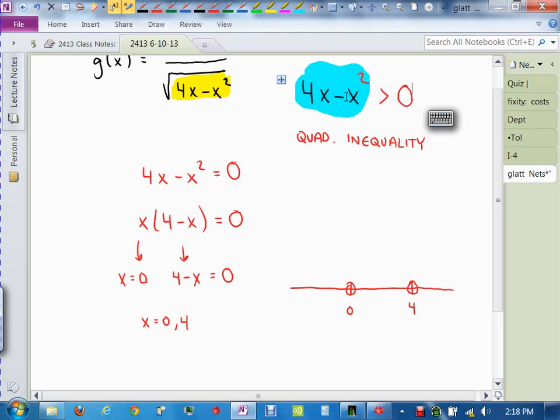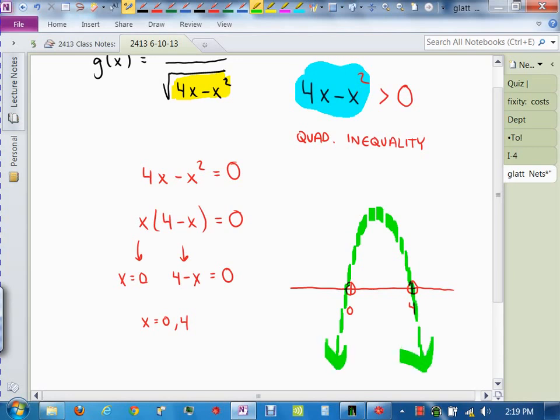Further, I know that it hits the x-axis where? 0 and 4. So if I came in here right now, let me do this in green, I could actually tell you that my parabola looks like this, doesn't it? And what is it that I want to know about this parabola? When is it bigger than 0? That means when is the function positive, right? Can you tell from this little picture I drew? Between where and where? Between 0 and 4.